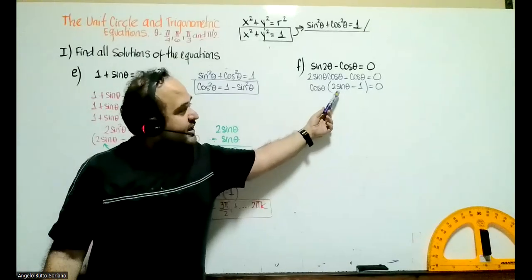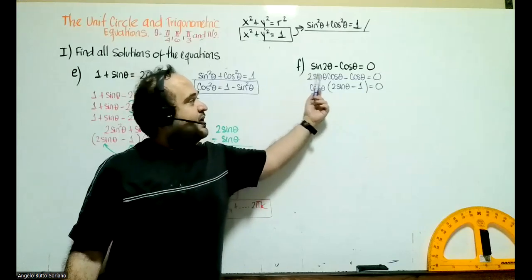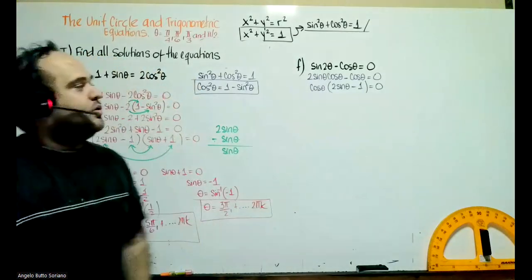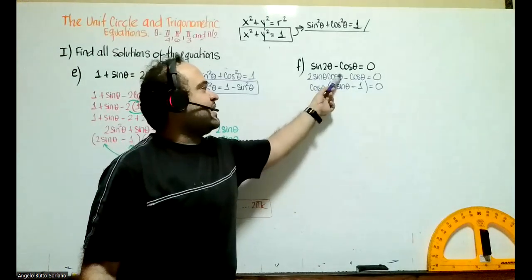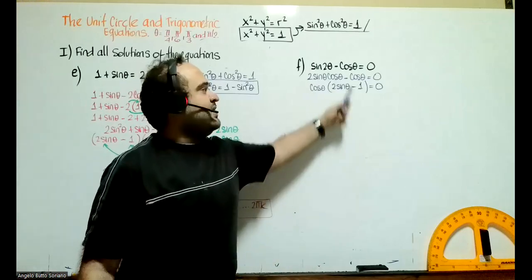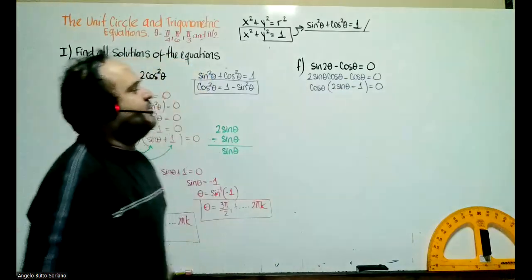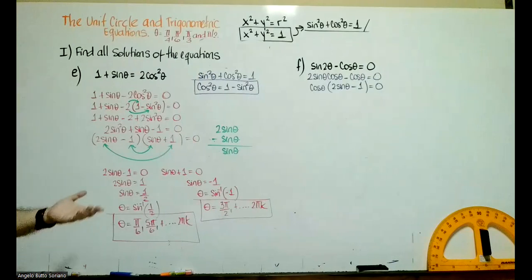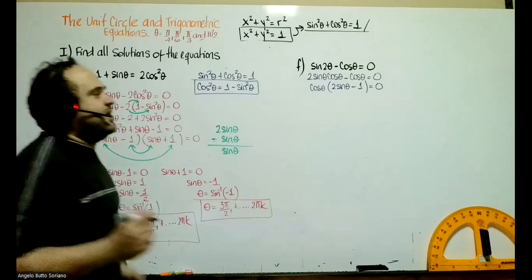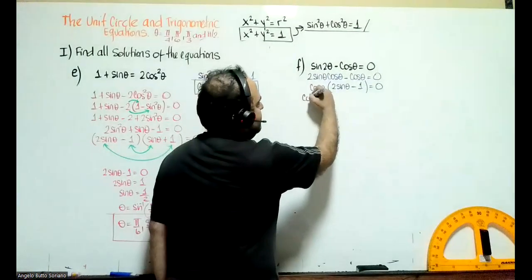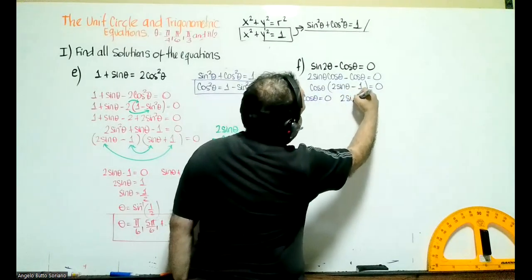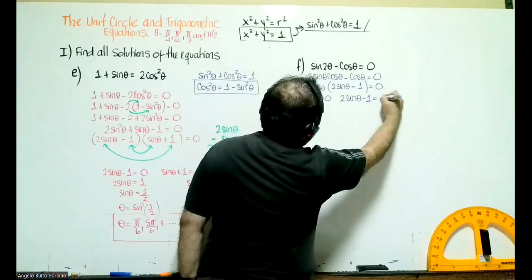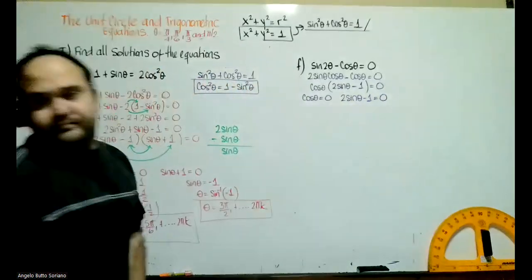And how do I get this common factor? Remember, the original equation divided by cosine: 2 sine theta cosine theta divided by cosine theta, cancel cosine, you get 2 sine theta. And negative cosine divided by cosine will be negative 1. What do we have to do in this part? Simple, applying the zero product property. Every factor equals 0: cosine theta equals 0, and 2 sine theta minus 1 will be equal to 0.